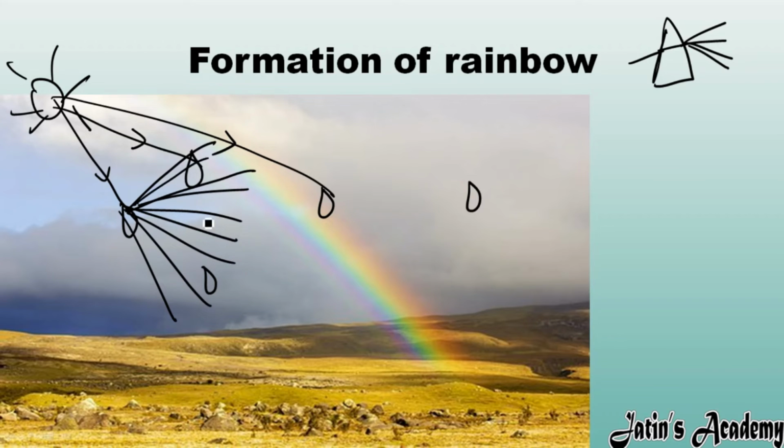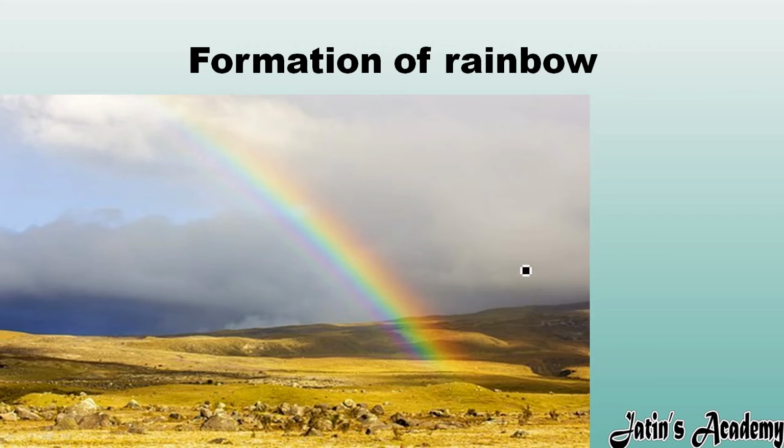It disperses the light into 7 colors, and here also 7 colors are formed. It is splitting the light into 7 colors. After splitting the light, each and every droplet, when combining together, forms a beautiful rainbow in the sky after the rain. So this is the way a rainbow forms in the sky.